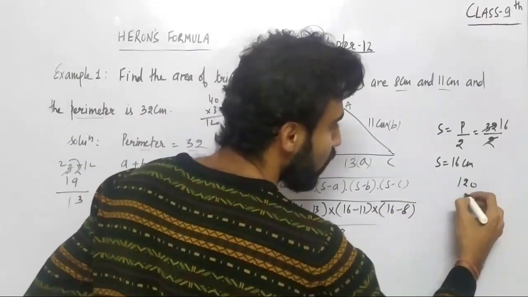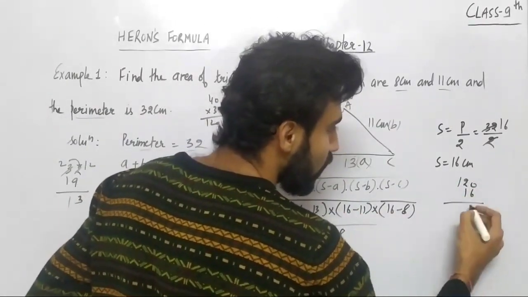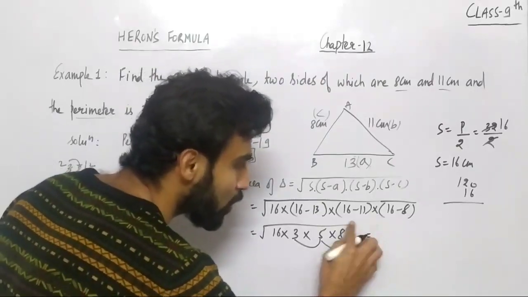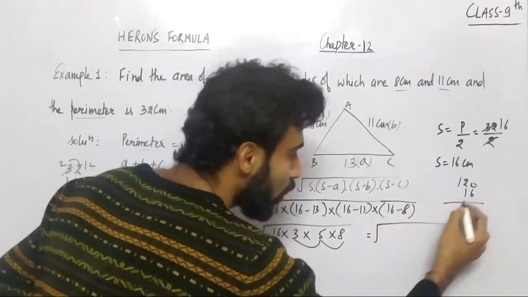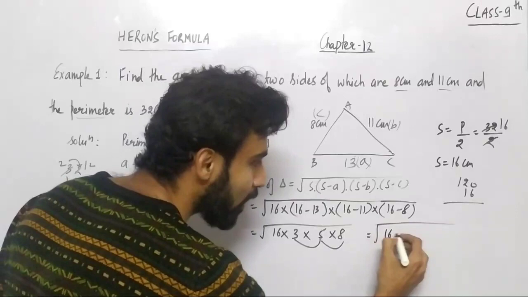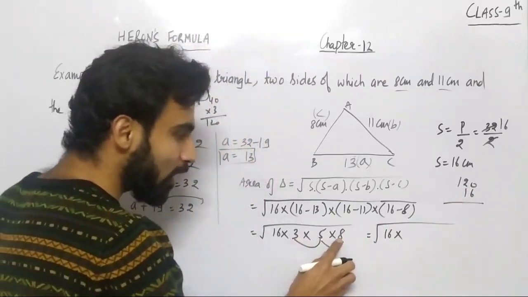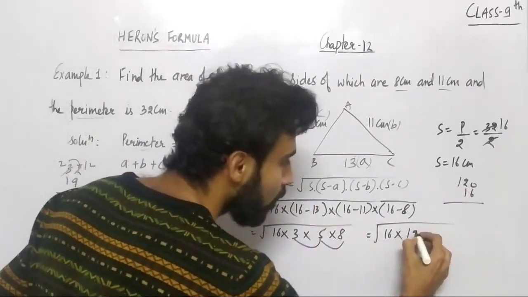Let me just check that. So you can also write it like this. Let me just show you an easier method, right? So you have 16, keep it as it is. Now multiplying this, you have got 120.